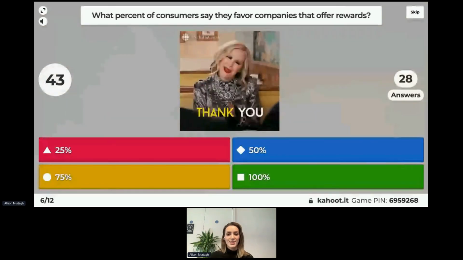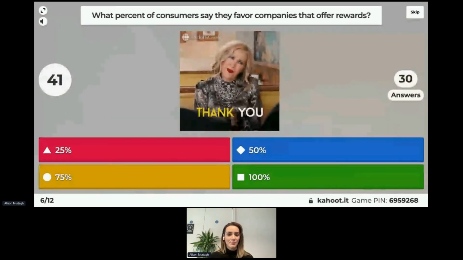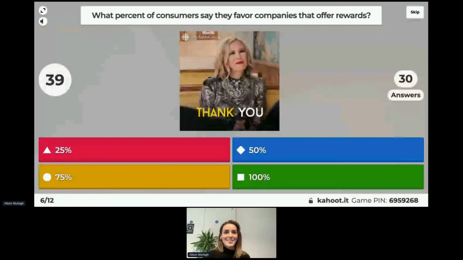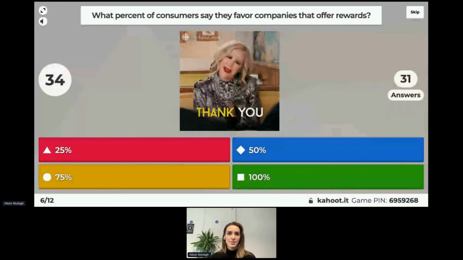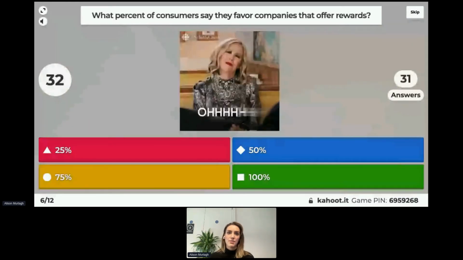Enjoying this Schitt's Creek meme here, or GIF, sorry. Give it another couple of seconds for people to place their answers. What percent of consumers say they favor companies that offer rewards?